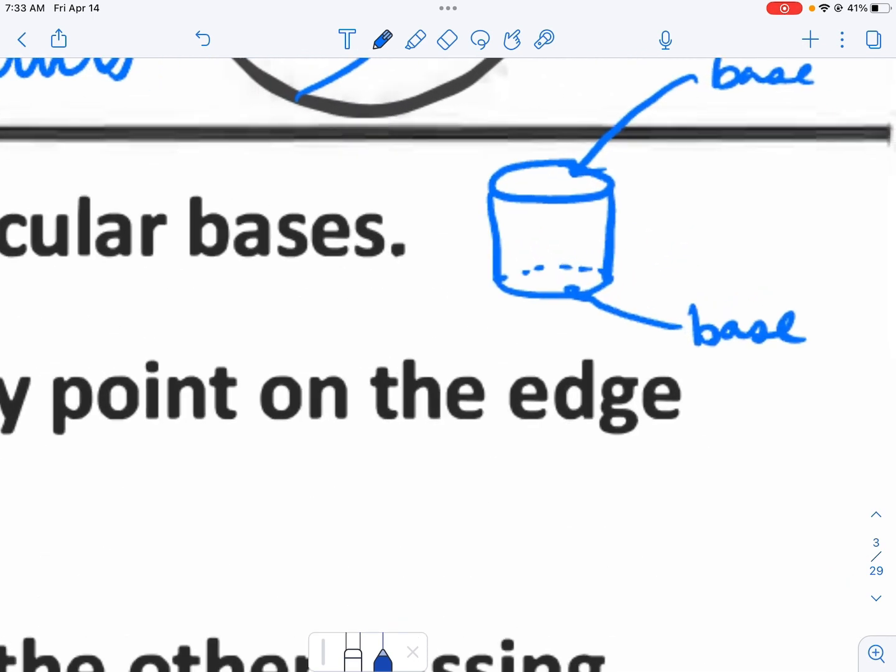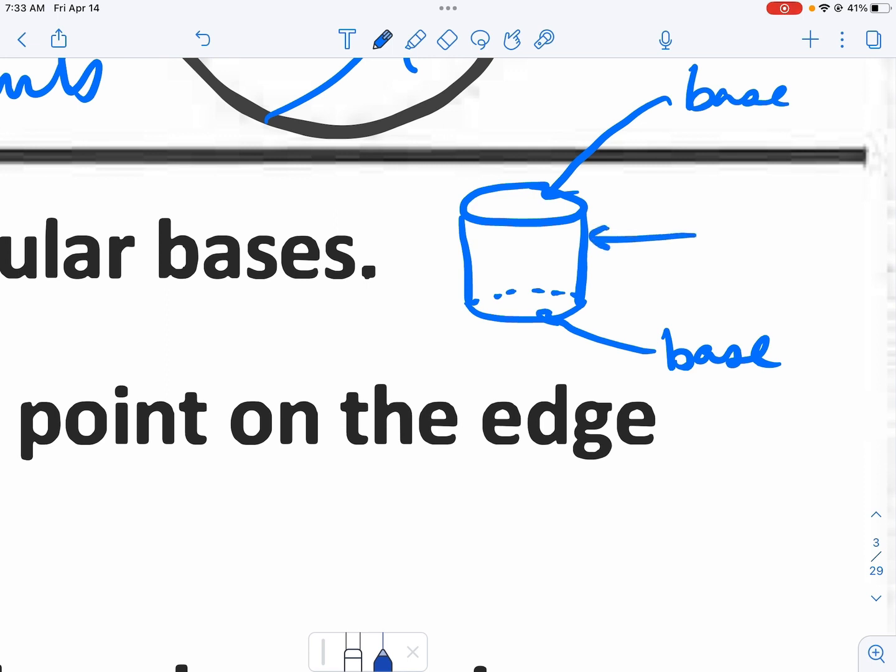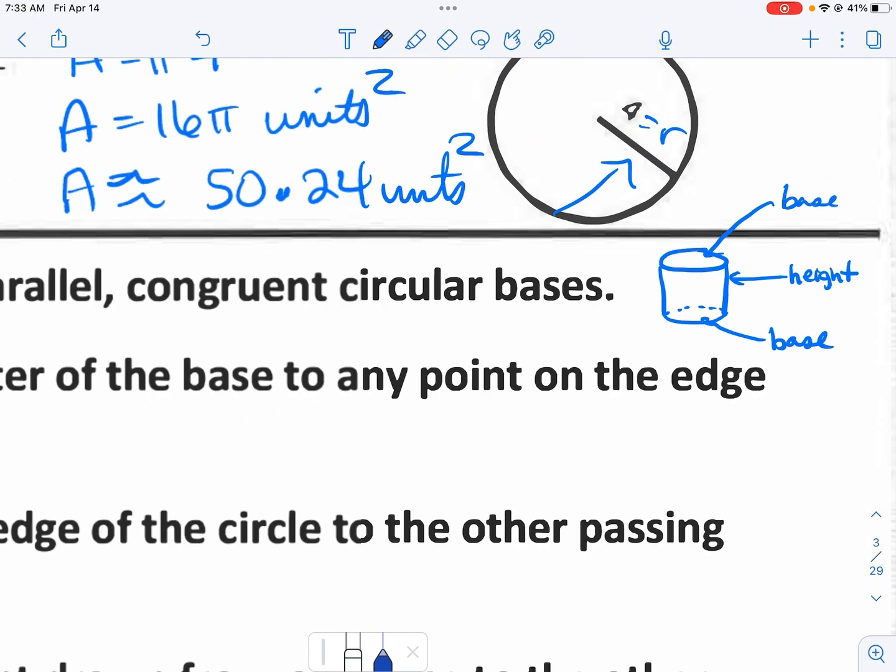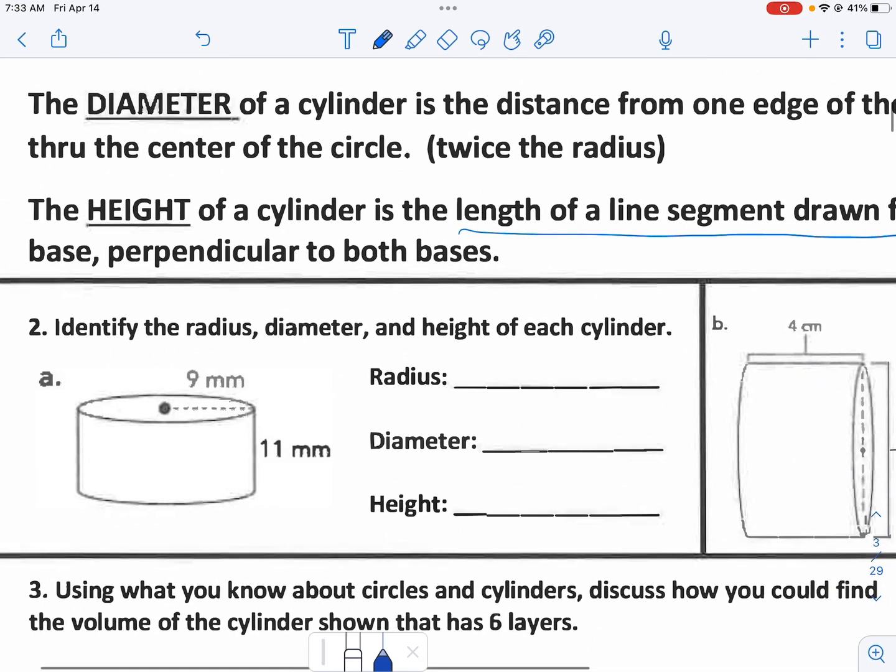The height of a cylinder is the part between the two bases. So here we're going to look at this. The radius of this is halfway across the circle. What's halfway across the circle? 9 millimeters is halfway across. The diameter would be all the way across, so that would be another 9 millimeters on this side, for a total of 18 millimeters. And the height is the distance between the two bases, which is 11 millimeters.